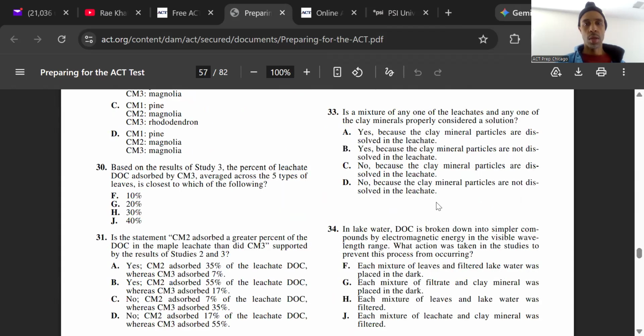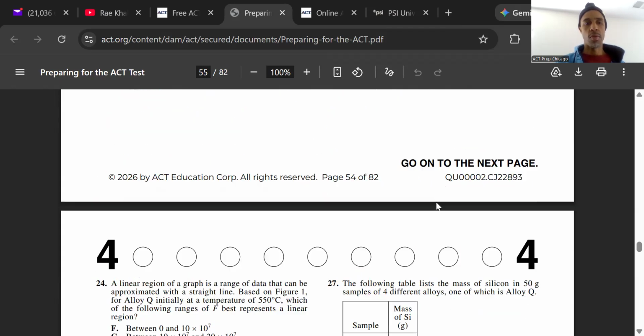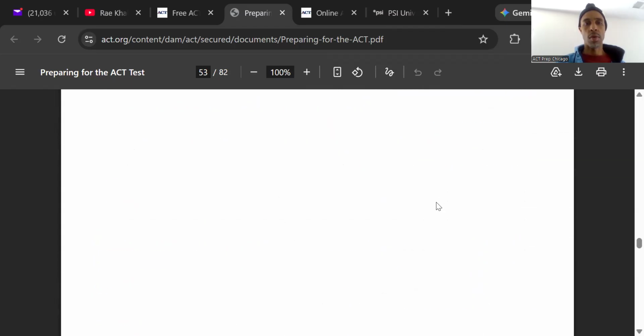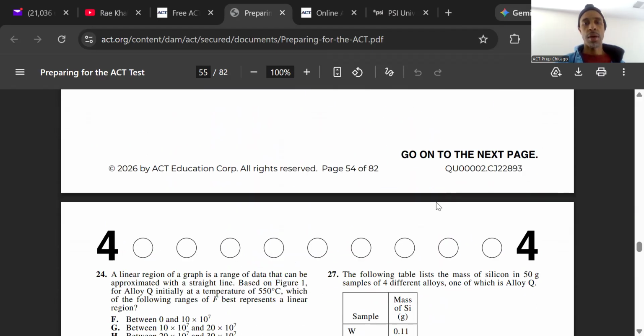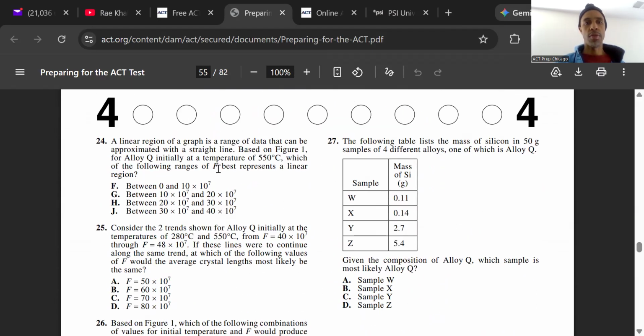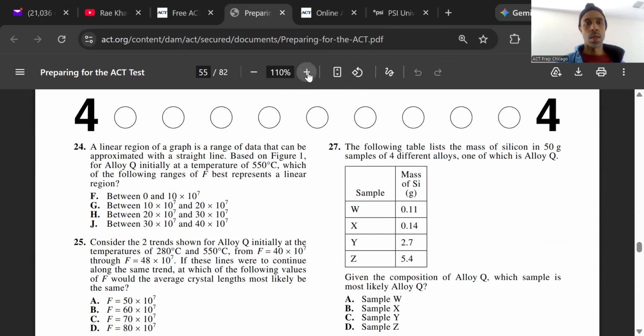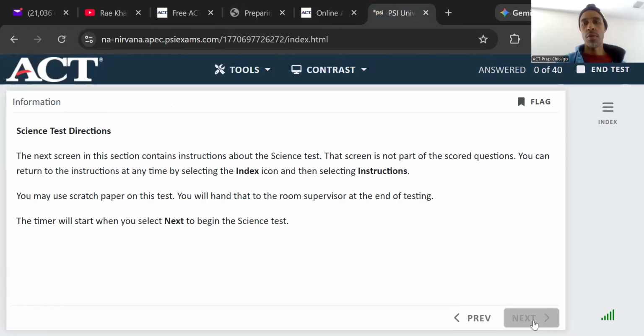So we finished part one of the science, we finished up to 23. 23 was the last one. So we're on 24 now, which is passage five. And if we look at passage five, the first question says a linear region of a graph is a range of data that can be approximated with a straight line based on figure one. For alloy Q initially at temperature 550 degrees, which of the following ranges of F best represents the linear region.